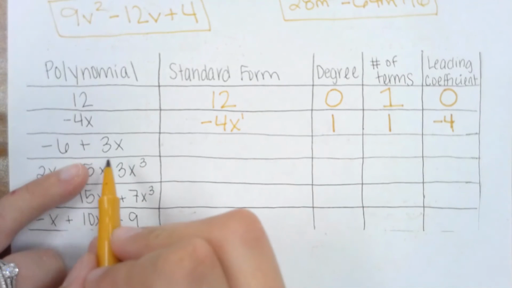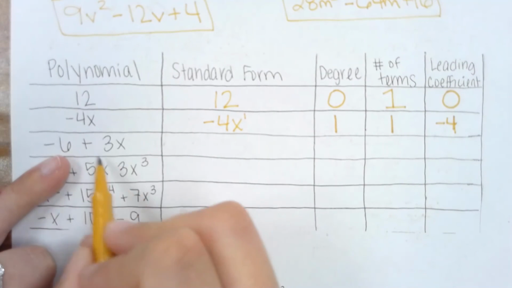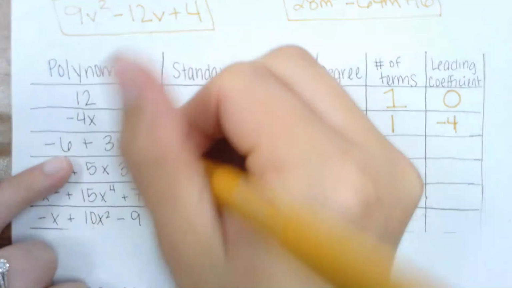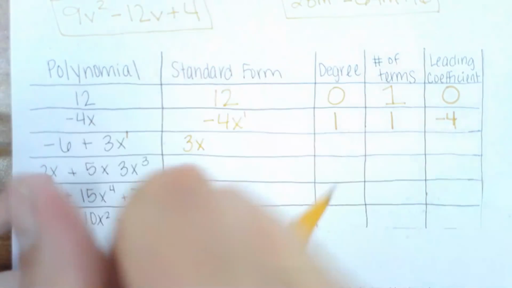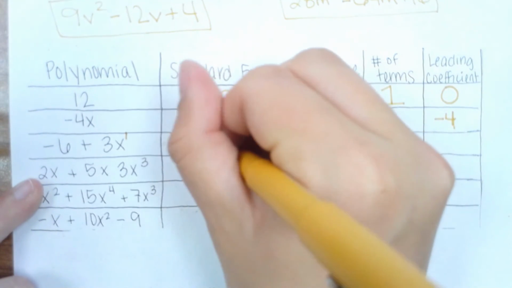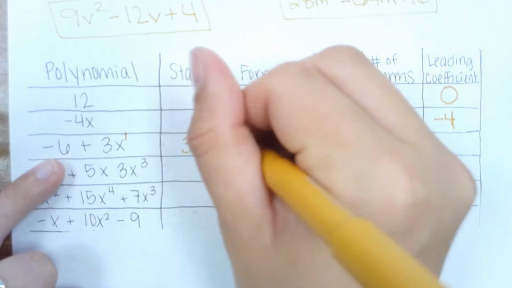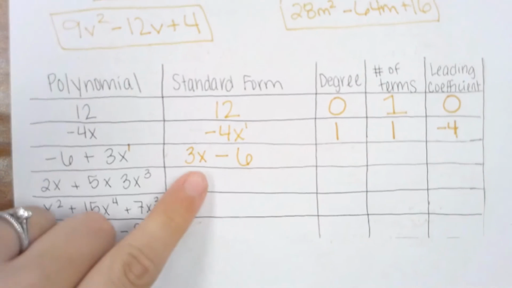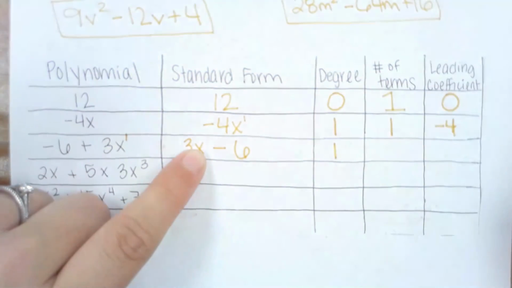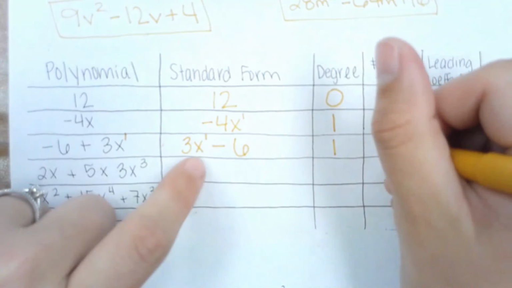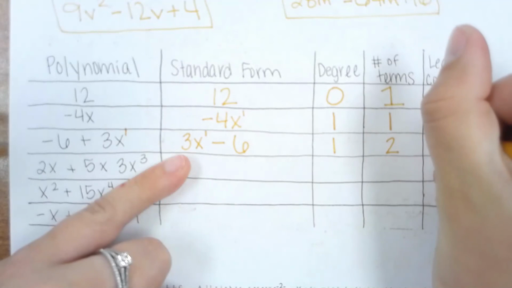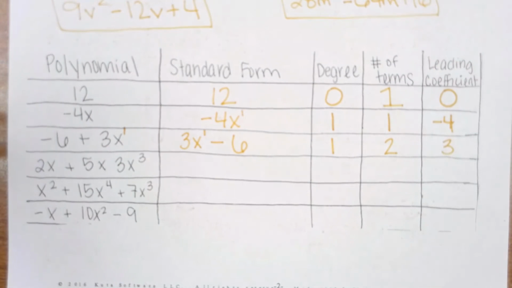Okay, so next one, so if I want to put this in standard form, I would have to move this 3x first because that is my highest exponent to a power. So my standard form would be 3x to the first, or just 3x, plus or minus my 6. It would be plus negative 6 or just minus 6. And that is now in standard form. So again, your degree is to the highest power, so my degree here is just 1. Because of my imaginary 1 that I could put up there. Number of terms, this time I have 2 terms separated by addition or subtraction signs. And then my leading coefficient is attached to my variable, so that would be 3.